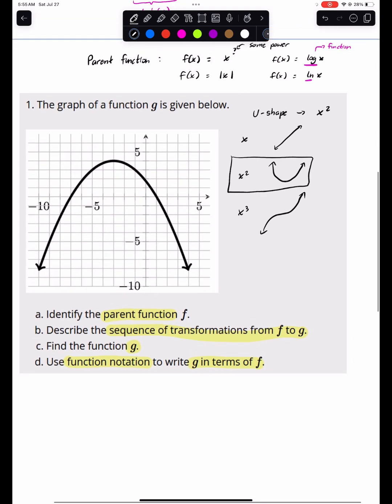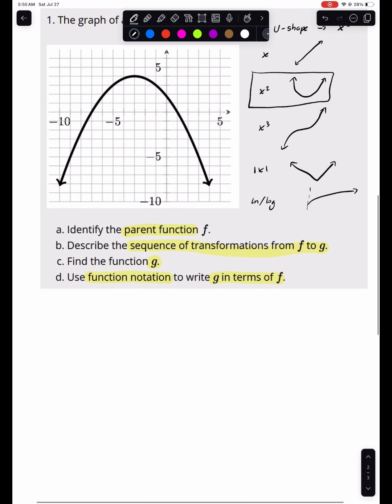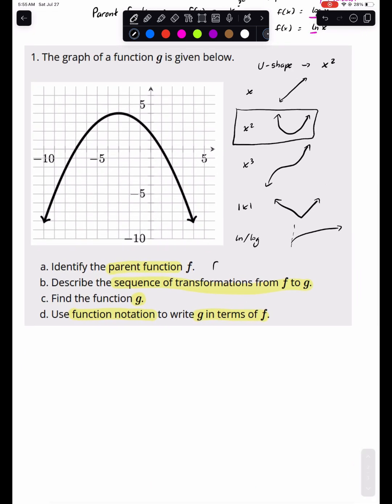It's definitely not absolute value, because absolute value looks something like this. And natural log and log are very slow, so it's kind of like this. It's also positive sided. So our parent function, and this is something you just have to remember, our f of x will be x squared. That is our first answer.